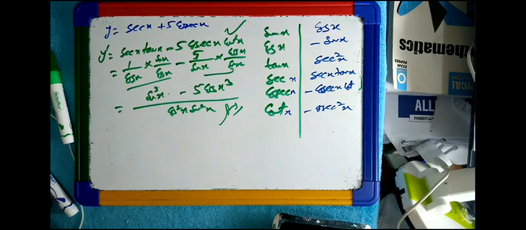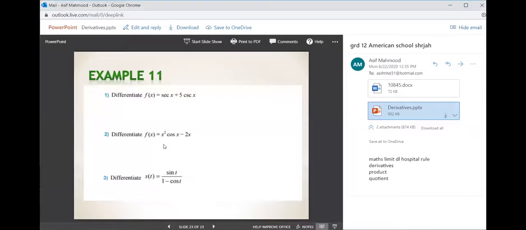Next thing is, can you do this second one? Try this now. You will first apply the product law. For x squared cosine x, I'm going to use the product law, and the other one is easy.